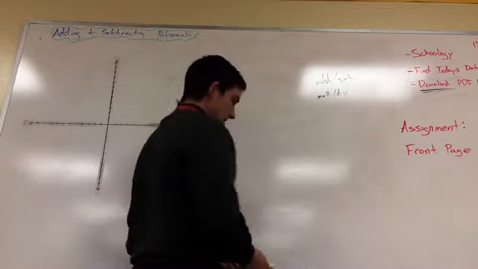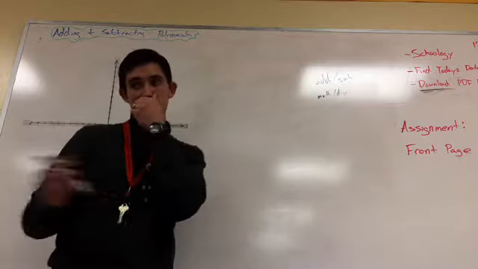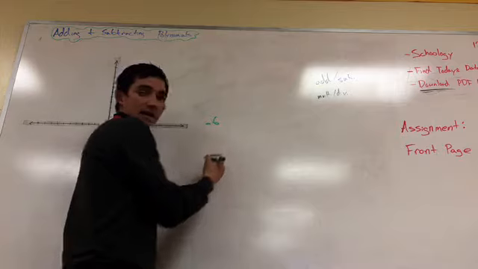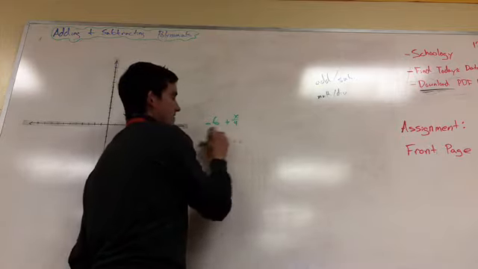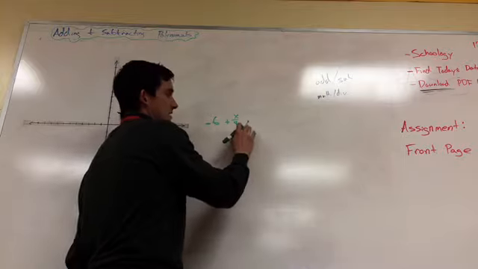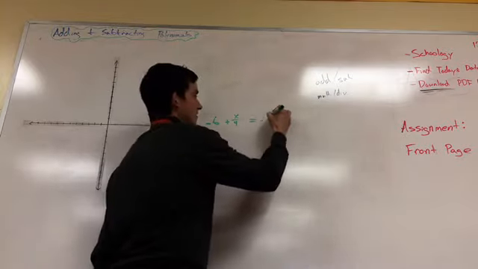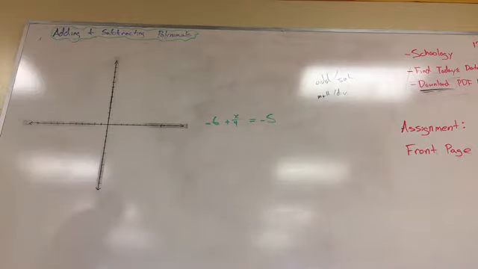The idea of an equation is when you have two expressions that equal each other. For example, here in number 2 on this worksheet, we have negative 6 plus x divided by 4. Now this is an expression. It has no equal sign. But when you set it equal to another expression, like negative 5, then that becomes an equation.